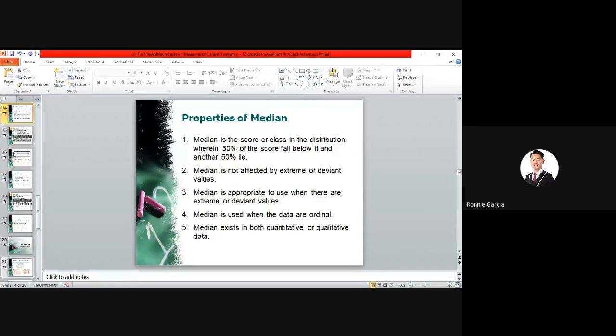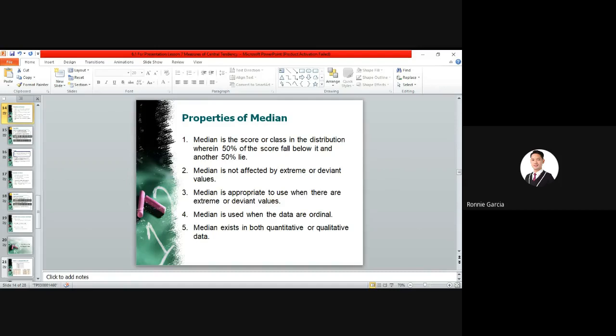Number 2, it is not affected by extreme or deviant values. So this is a point of comparison from a while ago. So who can explain number 2 with reference to the explanation a while ago about the mean? The mean is the opposite, right? The mean is greatly affected by these kinds of values. Again, the other term for this is outliers.